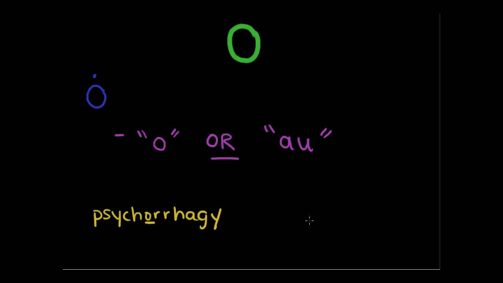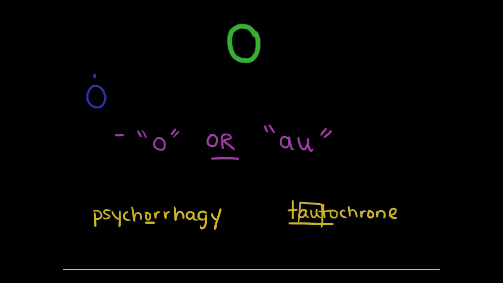And my example with AU is tautochrone. Tautochrone has the Greek root tauto, meaning tight, and that will give you the AU. So the best way to figure out if it's an O or an AU is definitely through those roots. Okay, so those roots are very, very important. So that covers O actually.